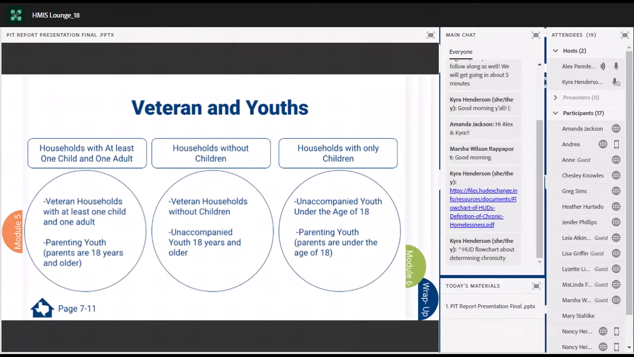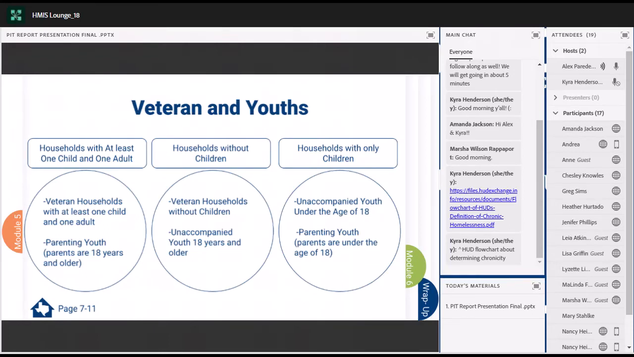It's important to note which subpopulations overlap with the three main household types that we talked about earlier. And this is where there might be some confusion of how these subpopulations overlap with the different types of broad households. So veteran households with at least one child and one adult, and parenting youth, where the parents are 18 years and older, are going to overlap with the households with at least one child and one adult category.